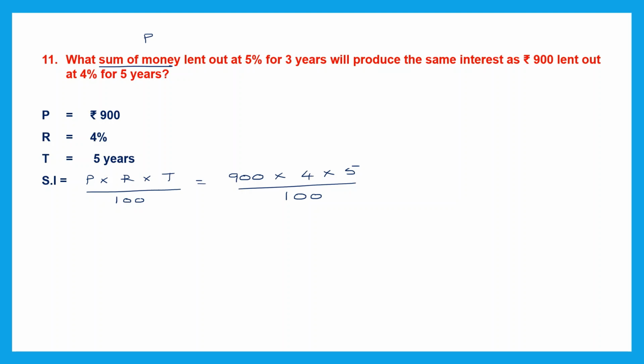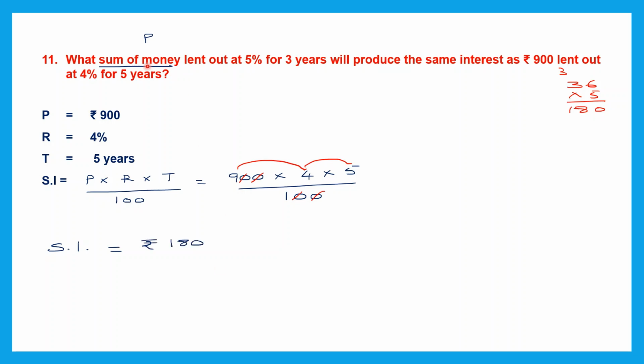So let's cancel here. So I'm cancelling the 2 zeros and 2 zeros here. Now let's multiply. 9 fours are 36. 36 into 5. Let's multiply. 36 into 5. 5 6 are 30. Carry 3. 5 3s are 15, 16, 17, 18. That means we have found out the simple interest now, which is equal to 180 rupees.